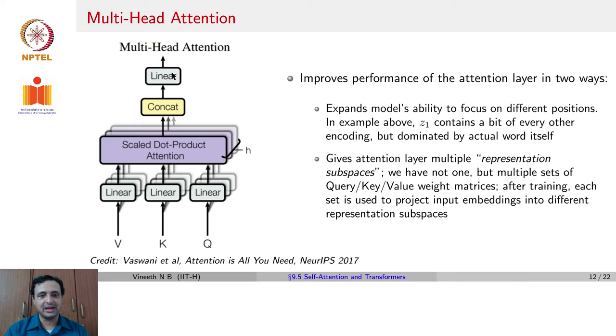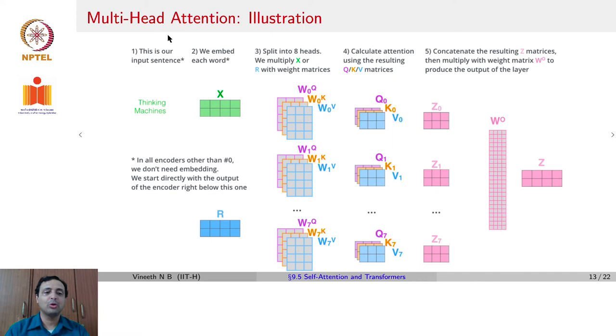Here is the illustration. So if you have your input sentence, in our case it's thinking machines, we embed each word; each row of X is an embedding of thinking and machines. We have multiple WQs, WKs, and WVs. In this case, we see 8 such heads resulting in 8 query vectors, key vectors, and value vectors. We get 8 different Zs, and then we use a linear layer to combine all of those Zs to get 1 Z for each input of the sequence.